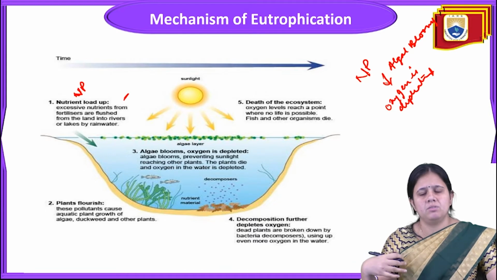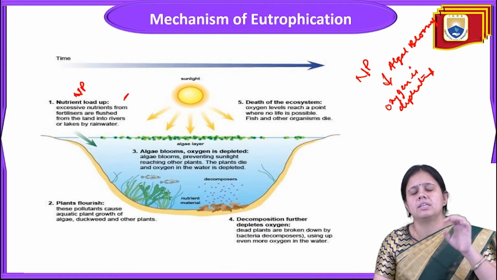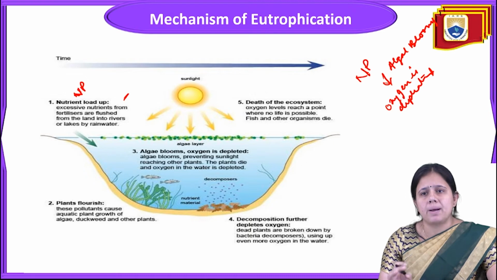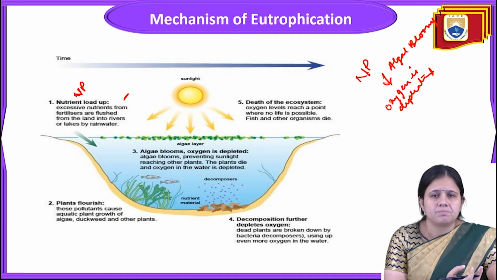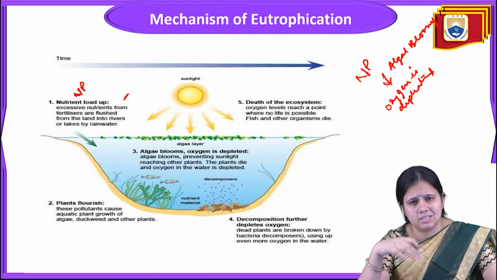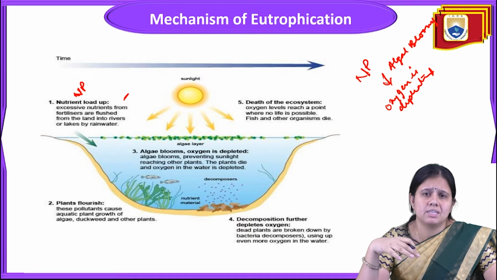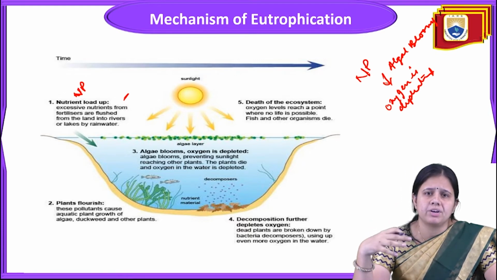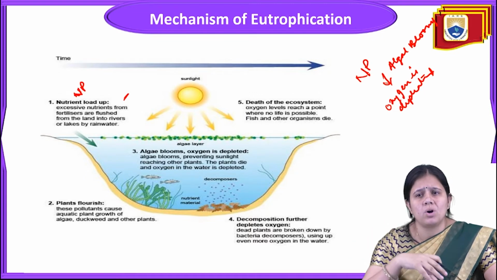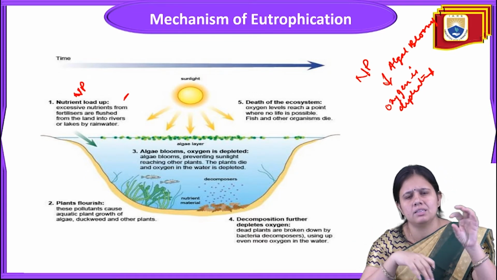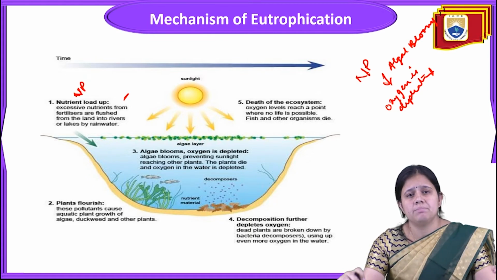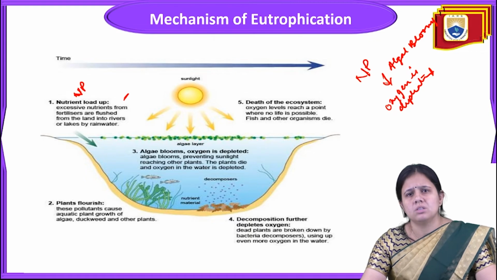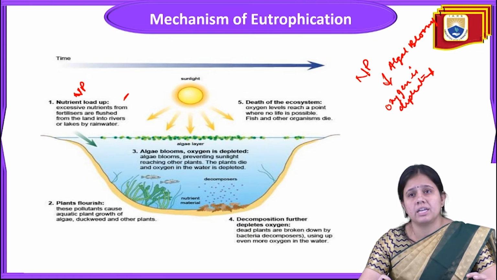And then what will happen during the process of decomposition? Dead plants are broken down by bacteria and decomposers, using up even more oxygen in the water. Decomposers will do their work, but if no oxygen is there, it will be a very tough condition for them, because whatever oxygen is there inside the lake, the decomposers use for the decomposition of organic matter from the dead organisms. So this condition, we can say, is eutrophication.